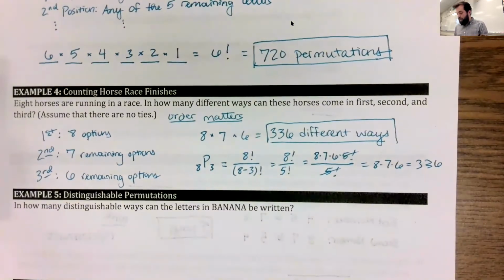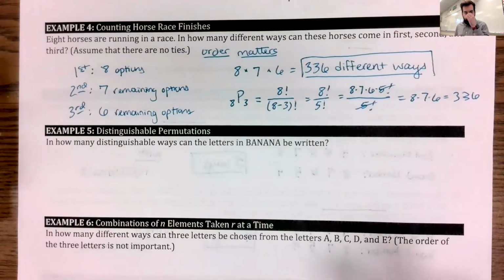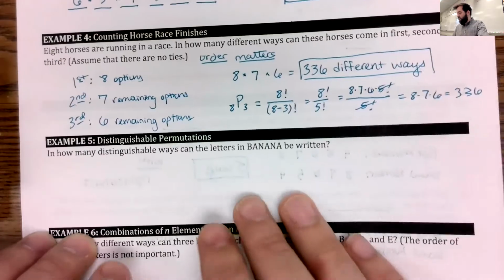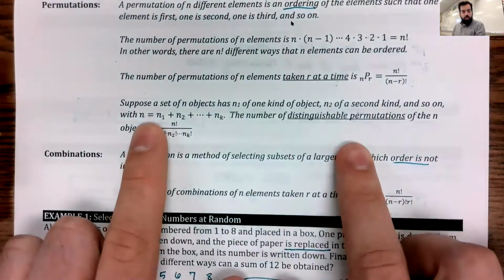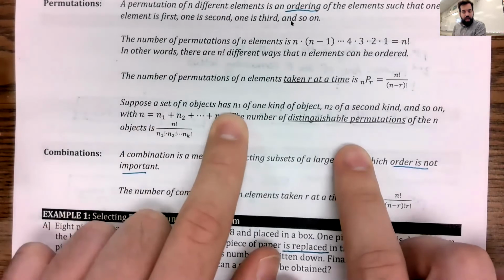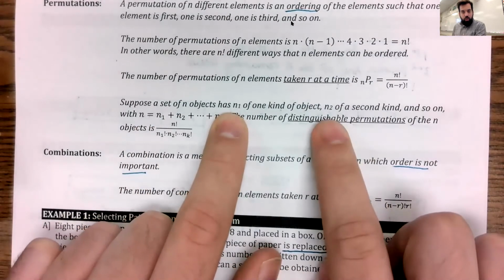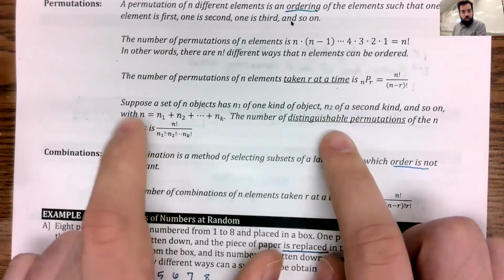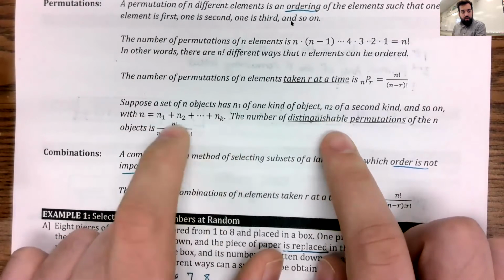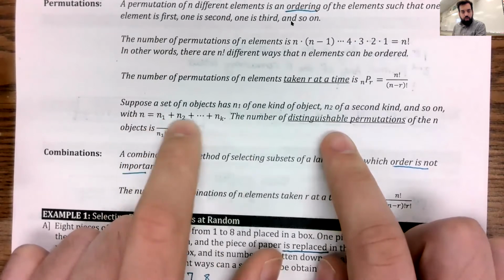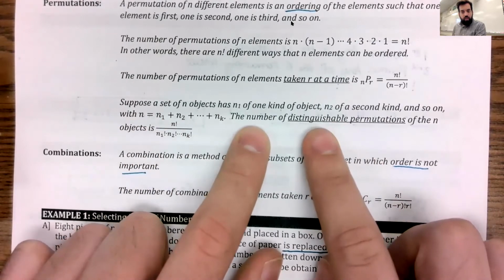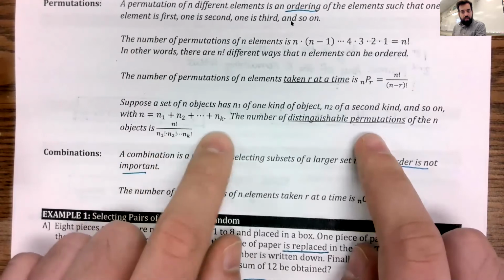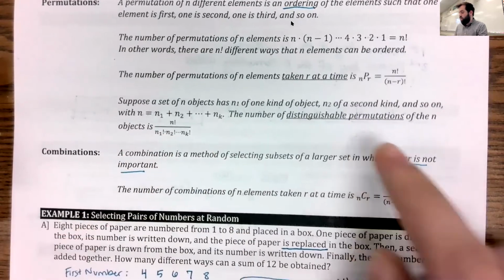Okay, all right, example 5, distinguishable permutations. So now we're going to be using that next section within permutations from the front. Suppose that a set of n objects has n1 of one kind of object, n2 of a second kind, and so on. And the total number of objects are split into these like groupings. The number of distinguishable permutations of n objects is like this. So let me show you what I mean.